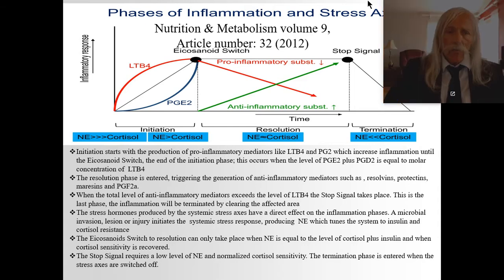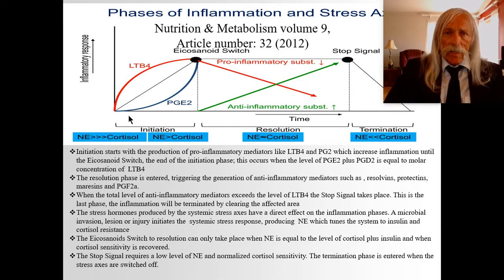So you can see here that we're talking about initial anti-inflammatory and pro-inflammatory systems way at the initial phases of a response. So there's initiation, there's resolution, and there's termination. And we're going to be looking at the levels of norepinephrine, very high at the beginning as compared to cortisol. Norepinephrine still high at the end of the initiation cycle compared to cortisol.